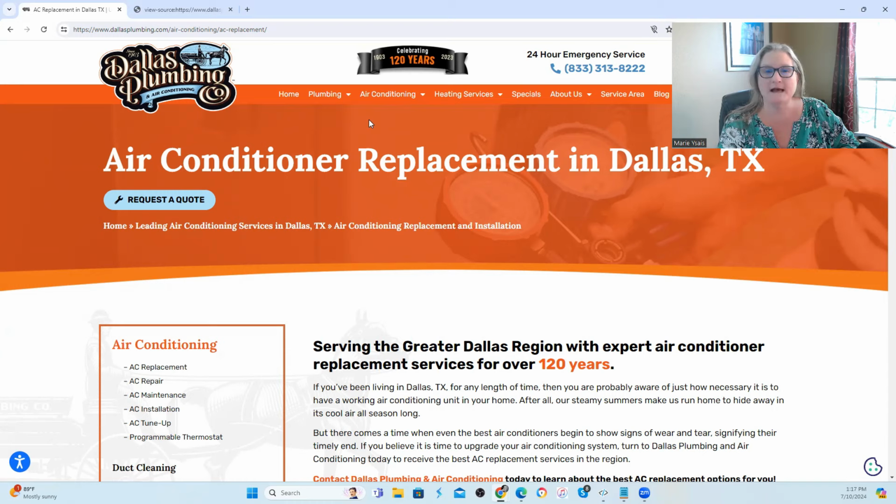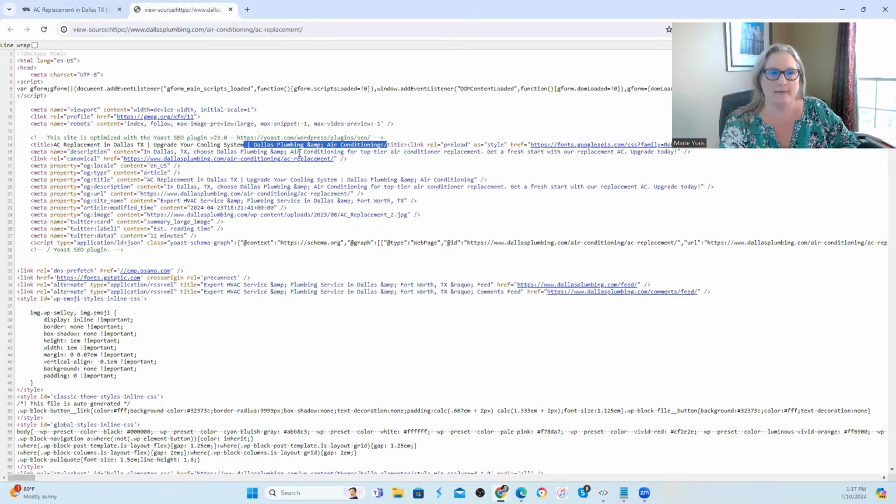You want to pull up your website and take a look at all of your internal pages. For instance, this is a page that is targeting air conditioner replacement in Dallas, Texas. But when you take a look at their meta title, you can see that yes, they are targeting AC replacement in Dallas, Texas. Upgrade your cooling system. At the very end of their meta title is the name of their company, which is Dallas Plumbing and Air Conditioning. A lot of the SEO plugins will automatically put your site name at the end of each meta title, or the actual WordPress theme can also cause this to happen.